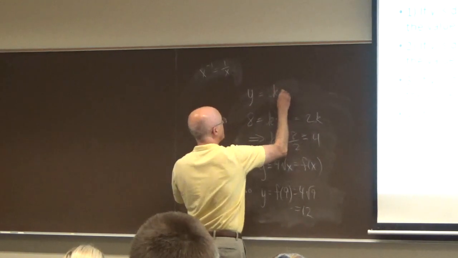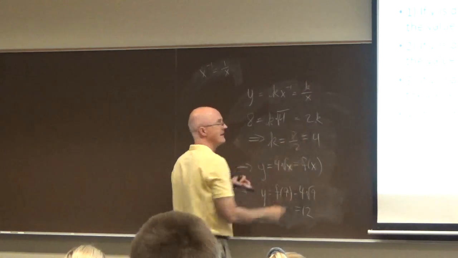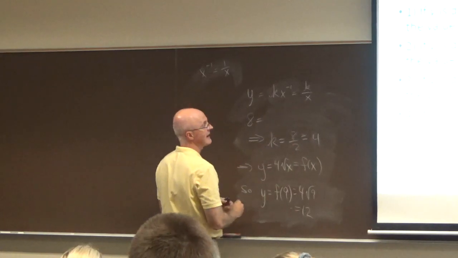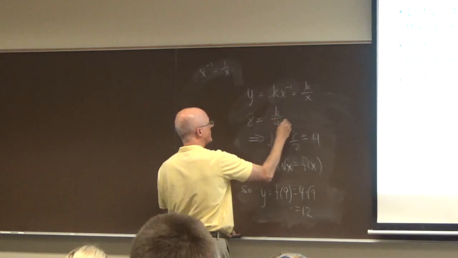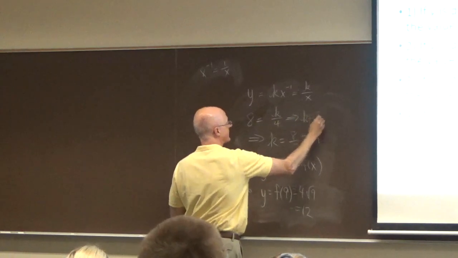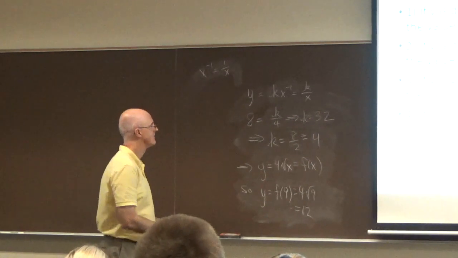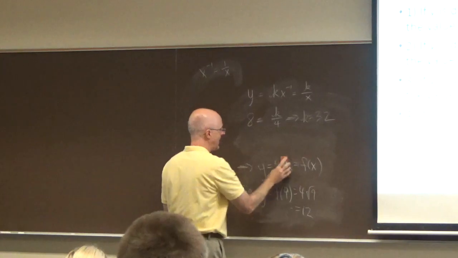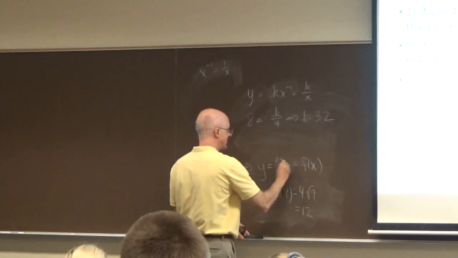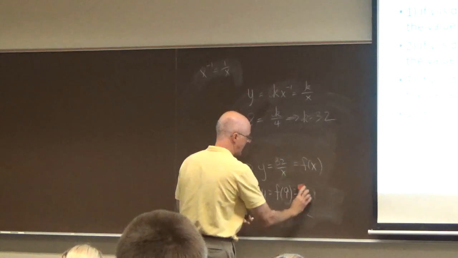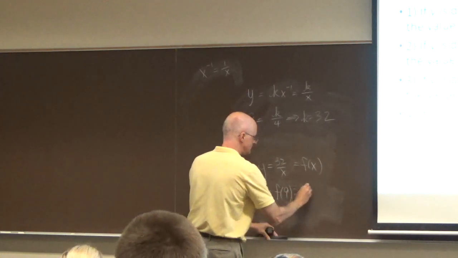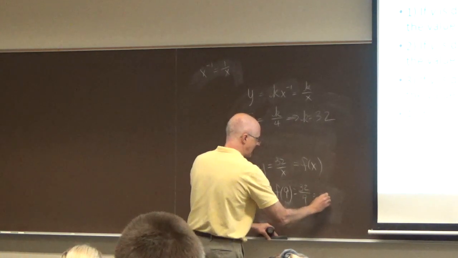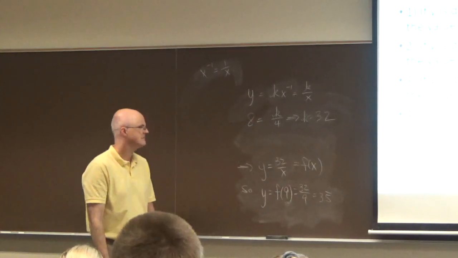K times x to the negative 1, or if you prefer, k over x. Y is still 8 when x is 4, so we get k over 4. So k is 8 times 4, it's 32. So the function's actually f of x equals 32 over x. So f of 9 is 32 over 9. Which, as a decimal, is 3.5 repeating. Yes.